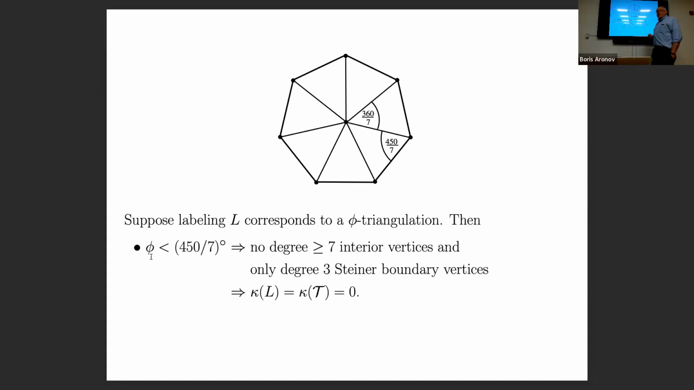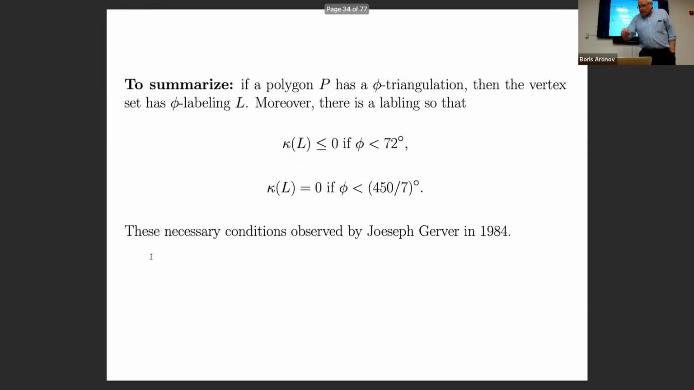You can't have that. I'm being a little sloppy here, but hopefully you'll forgive me. The point is that when you have a polygon with a phi triangulation, then the labeling for that triangulation certainly exists. If the angles are less than 72, the curvature of that labeling has to be non-positive. And if the angles are smaller than 450 over 7, in fact, that labeling has to have curvature 0.